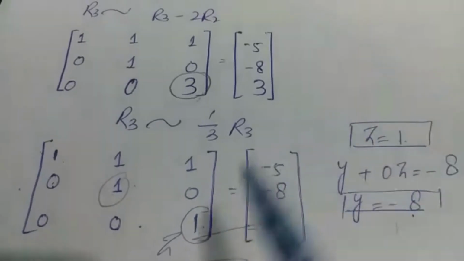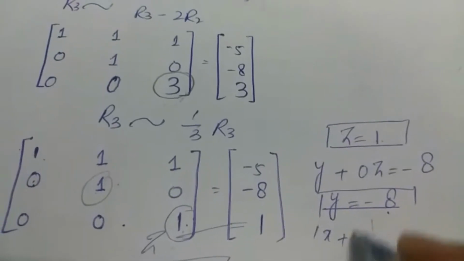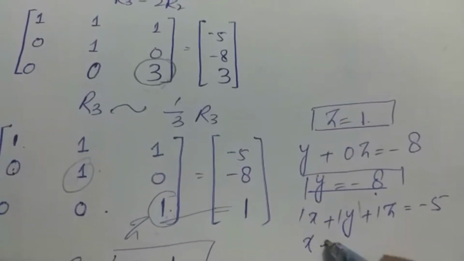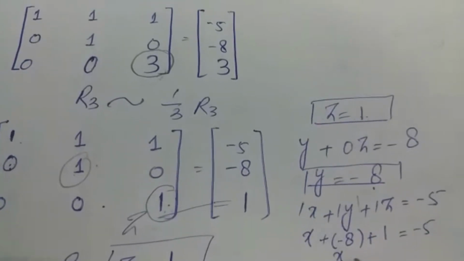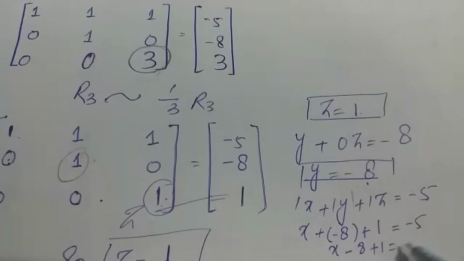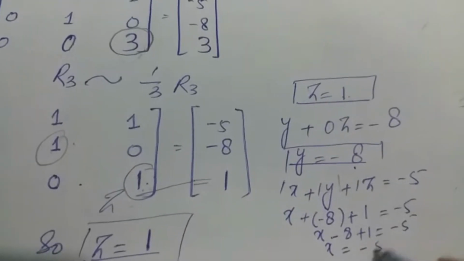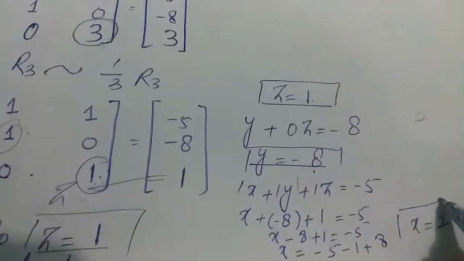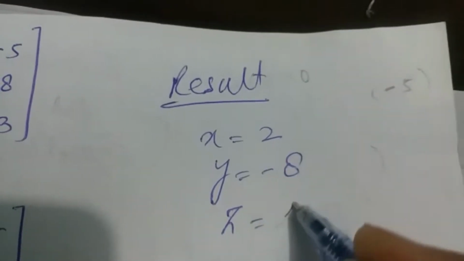What we need is to calculate the value of x. x plus y plus z, meaning 1x plus 1y plus 1z, equals minus 5. So x remains the same, plus minus 8, plus the value of z which is 1, equals minus 5. x minus 8 plus 1 equals minus 5. Then x equals minus 5, minus 1 and plus 8. Then x equals 2. So what is the result? x equals 2, y equals minus 8 and z equals 1.